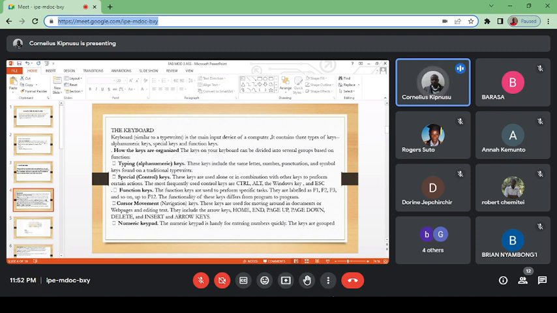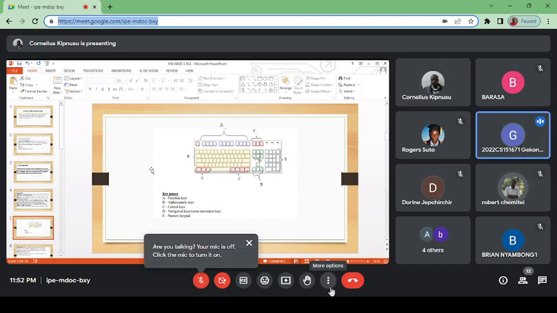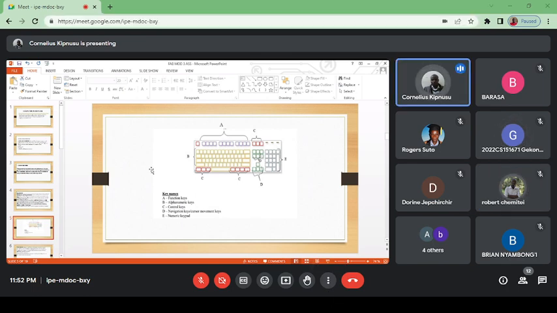We shall look at the keyboard. I have a sample of a keyboard over here. We have letter A. Can we all see letter A? Yes, we can see key A. These are the function keys. They range from F1 to F12.